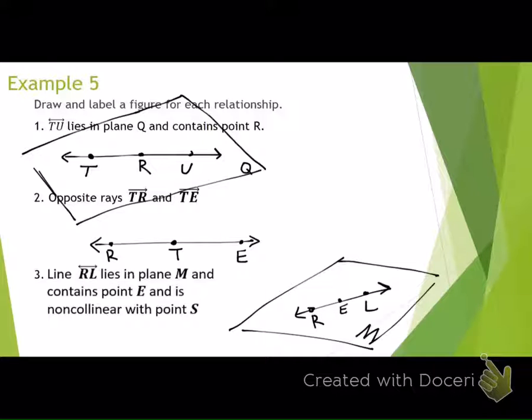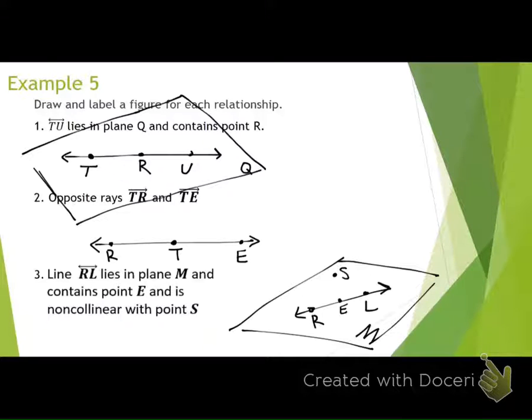Also, this RL is not collinear, not along the same line as point S. So where does point S have to be then? Not on the line, but in the plane. So over here is fine. Okay? So that's what that's saying. That one should be right here. You're okay.